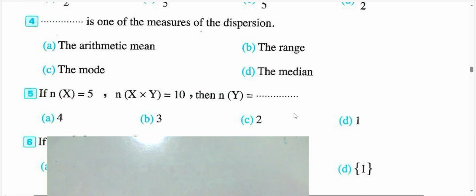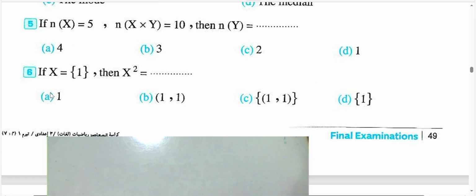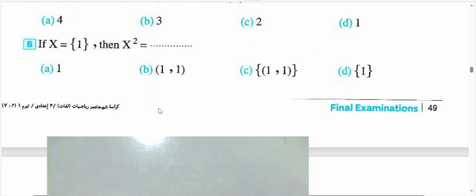Next question. The number of elements of x equals 5 and the number of elements of x Cartesian product y equals 10. The number of elements in y equals 10 divided by 5, which equals 2. Choose letter C. If x equals 1, then the Cartesian product is the set of 1 Cartesian product the set of 1 and 1. The ordered pair will be (1, 1).